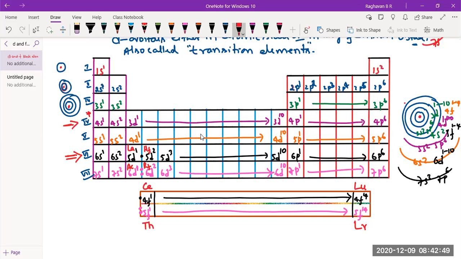Okay, this is how exactly electrons are filled into D and F block elements. So this is the 4f1 to 14. There are 14 elements which are obtained from the sixth period, which are kept after lanthanum. That's why they are called lanthanides.